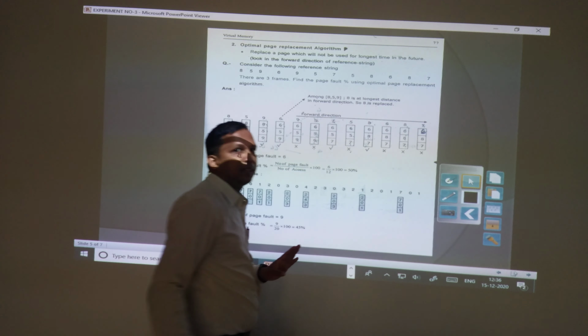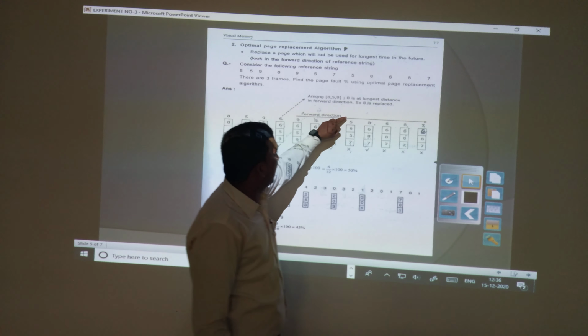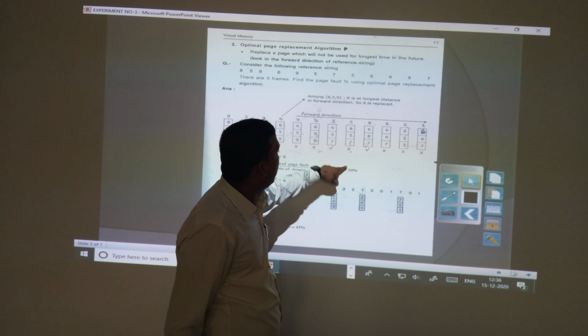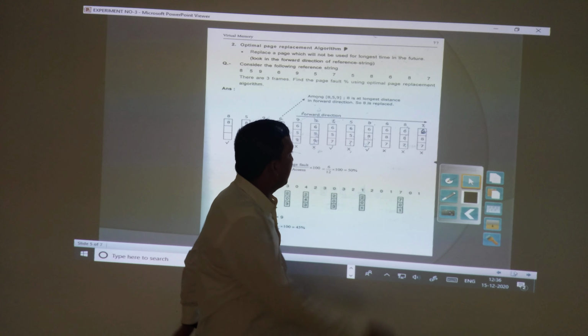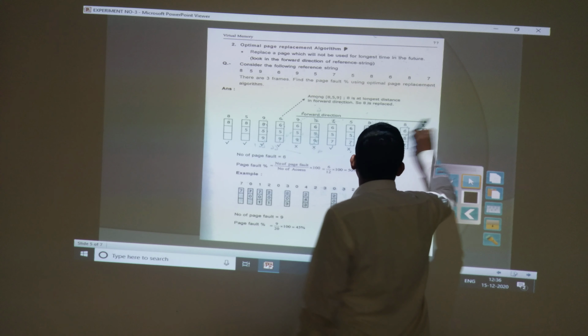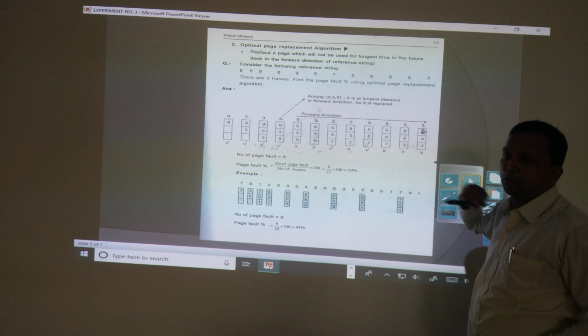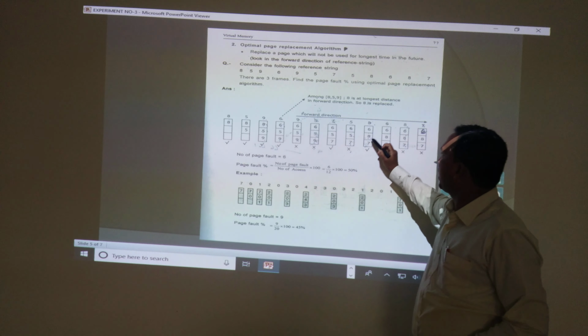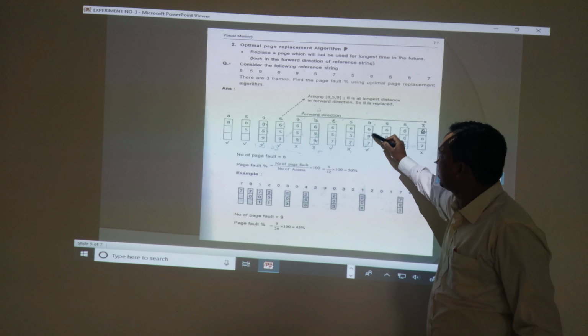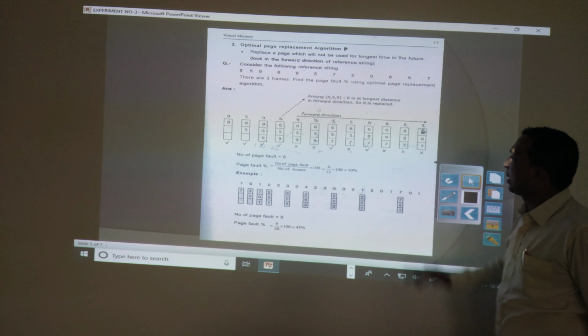The new frame is 6, 5 and 7. Again 5 is there, no need to replace. Again 8: in the forward direction 6, 8, 7. Which one is not used? 5 is not used for the longest period of time. So replace 5. Again 6, 8, 7, no need to replace. 8, no need to replace. 7, no need to replace.